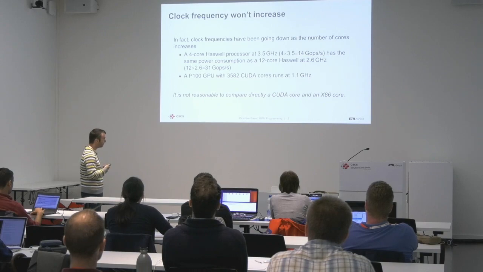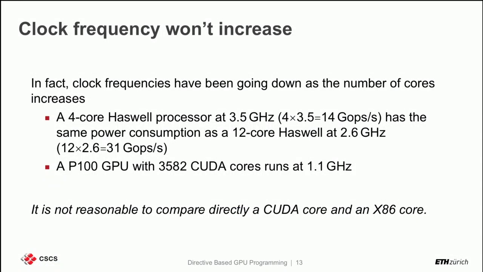So again, the same statement, look again at the frequencies. For example, you see that the 4-core Kaby Lake processor at 3.5 gigahertz has the same power consumption as a 12-core at 2.6. So you see that increasing the cores is the way to go. And going to the extreme, the Pascal GPU with 3,582 CUDA cores runs only at 1.1 gigahertz. So it is extremely power efficient. But again, we need to be able to program those machines.